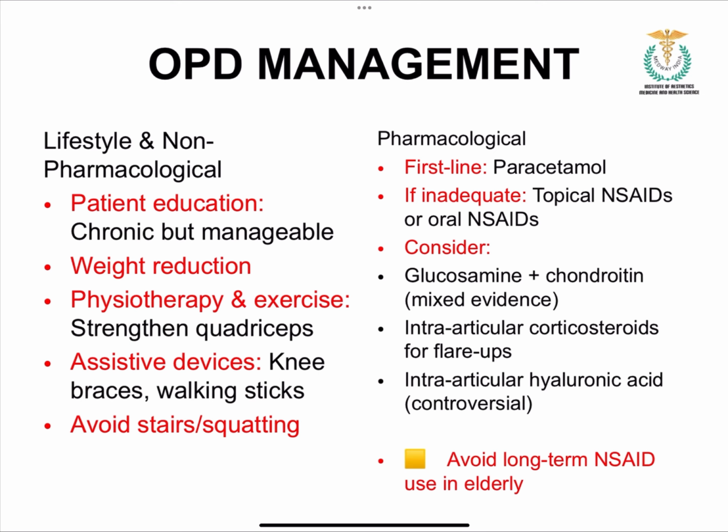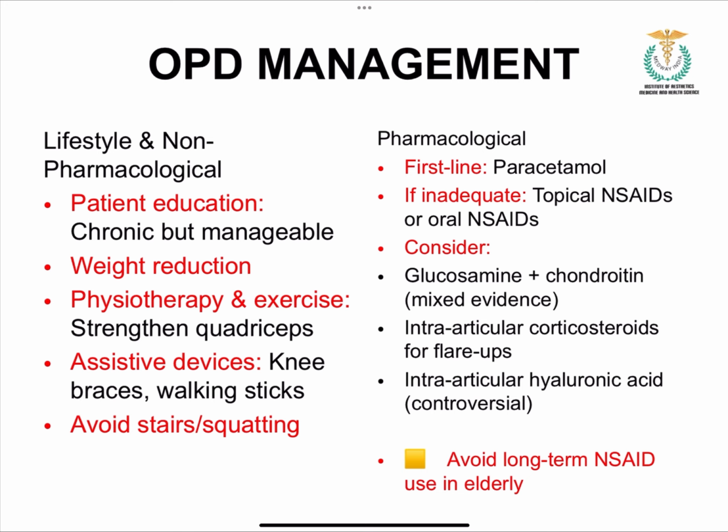Moving on to the management part, OPD management as well as IPD management. First, how you can treat the condition at the OPD level. At the OPD level, there are two ways: non-pharmacological management and pharmacological management. There is no complete cure of arthritis, because once the cartilage is gone, you can't regrow the cartilage in the affected joint. So there you can manage the symptoms.